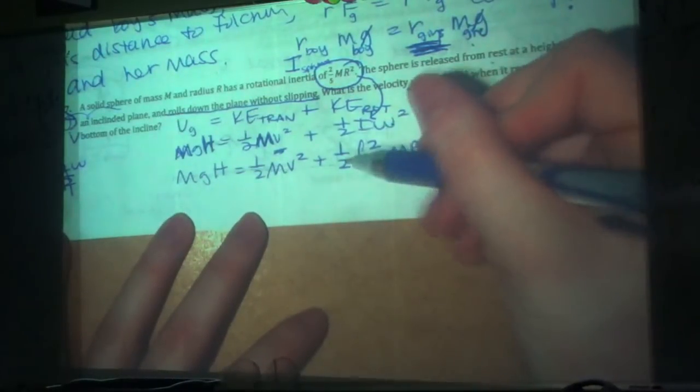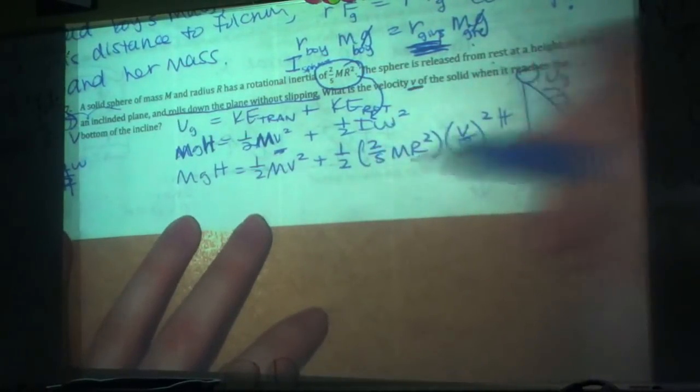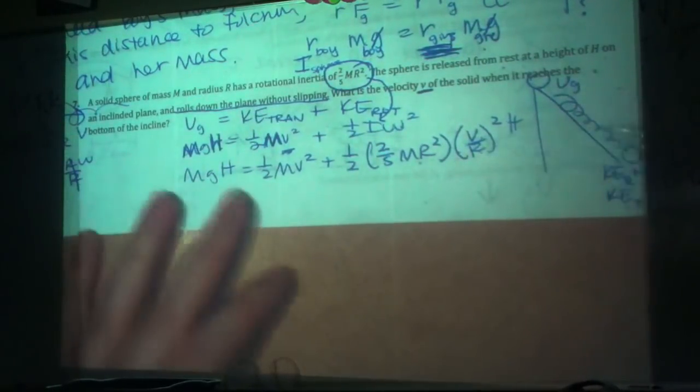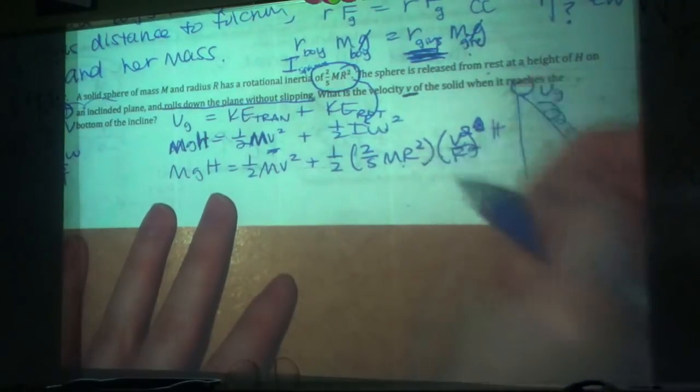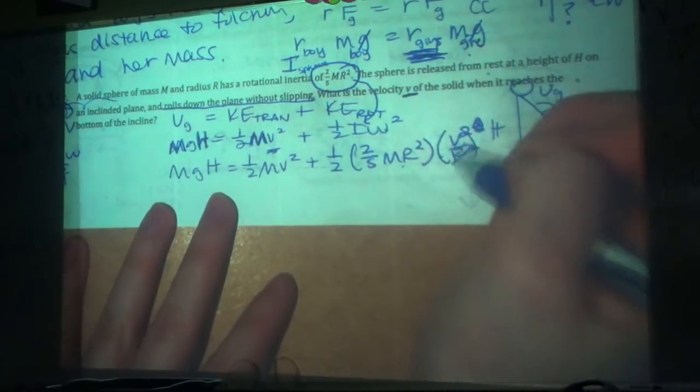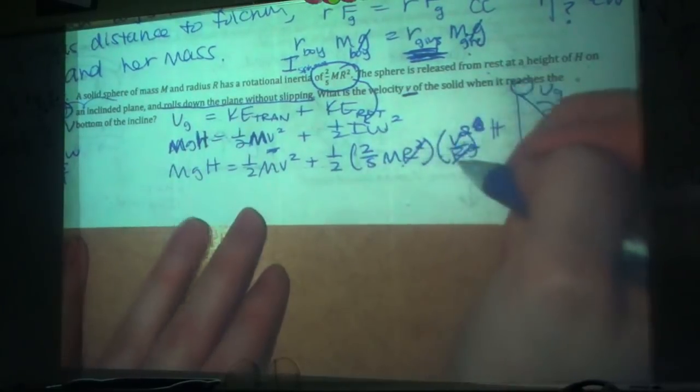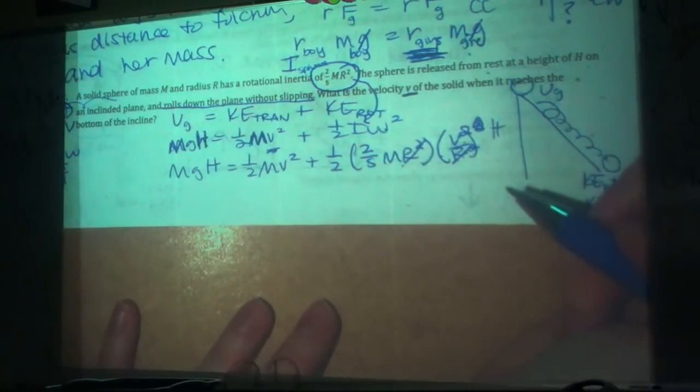So this is 1/2 I omega squared. The 1/2 is right here. I was 2/5 mr squared, and then omega is just v over r. And then I'm going to say that each of these gets squared, because then it's really easy to say, oh, this is r squared divided by r squared. That crosses off, because anytime you multiply by something and divide by that something, it just cancels. 1/2 and 2/5, that's just 1/5. And we also have an m in every single term, so I can cancel that out. So I have gh equals 1/2 v squared plus 1/5 v squared.